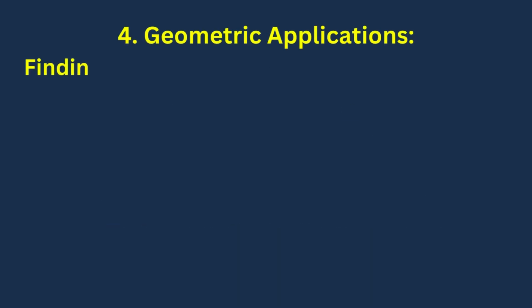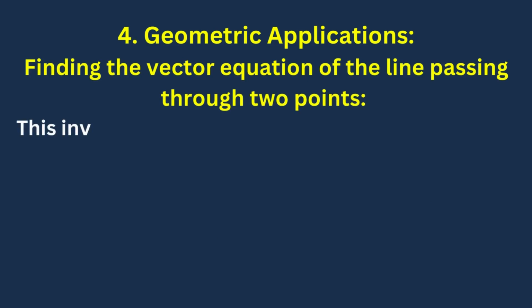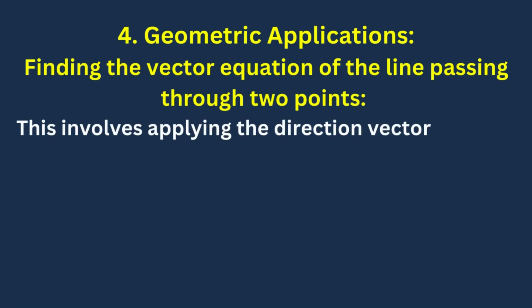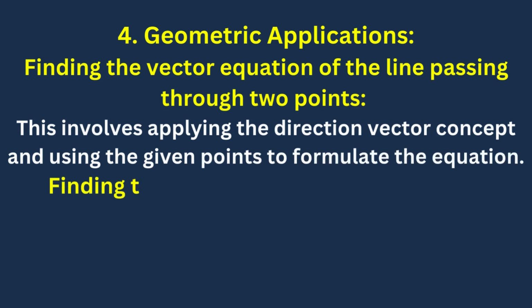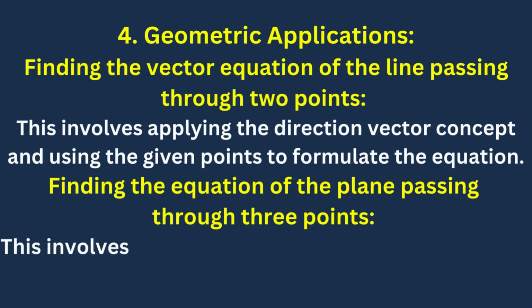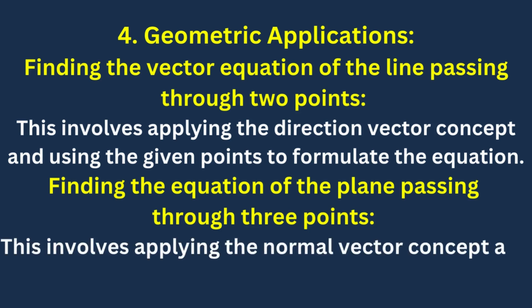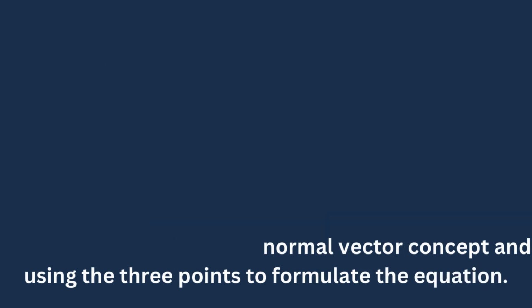Number 4. Geometric applications. Finding the vector equation of the line passing through two points. This involves applying the direction vector concept and using the given points to formulate the equation. Finding the equation of the plane passing through 3 points. This involves applying the normal vector concept and using the 3 points to formulate the equation.